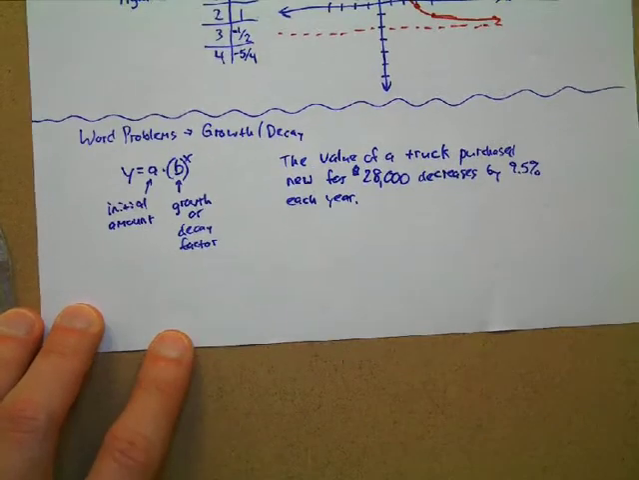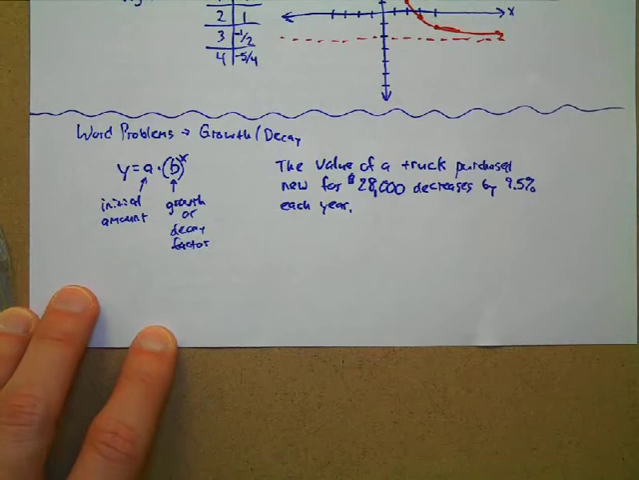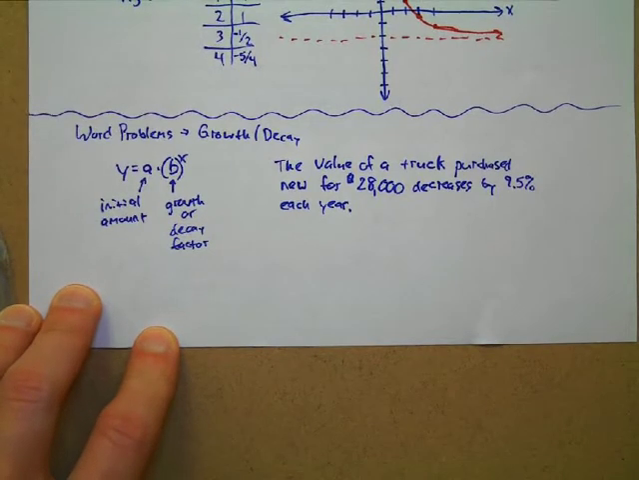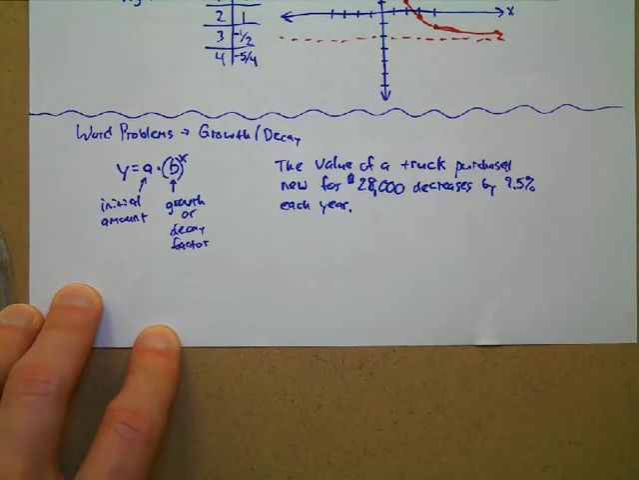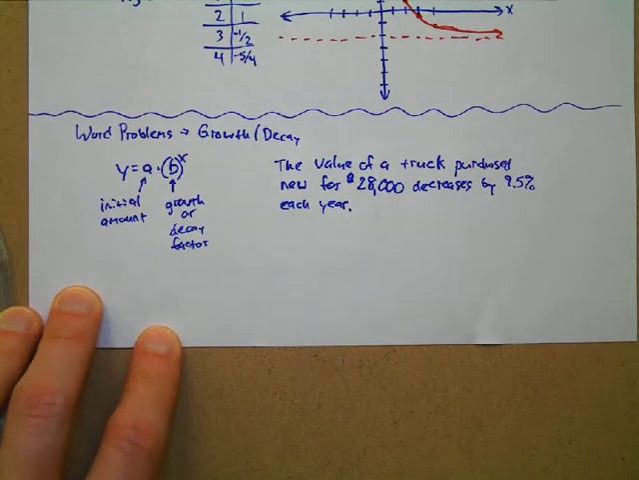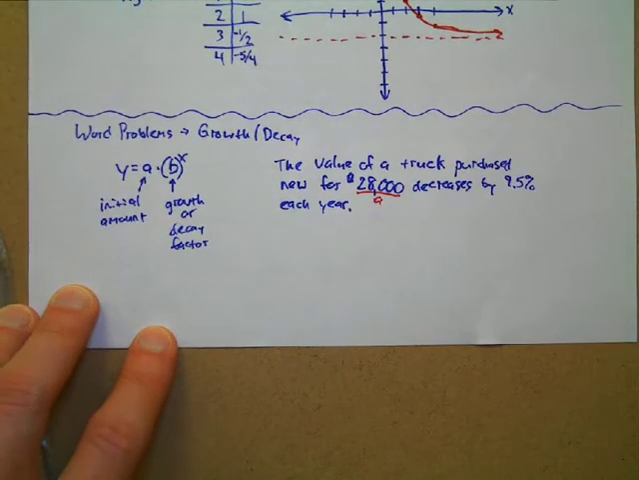So let's write an exponential function for this. What's our A value here? What's the starting or initial amount, or the starting or initial value for this truck? What's A? $28,000, right? What you bought it for is what it was worth, or at least it was worth that amount of money to you, right?